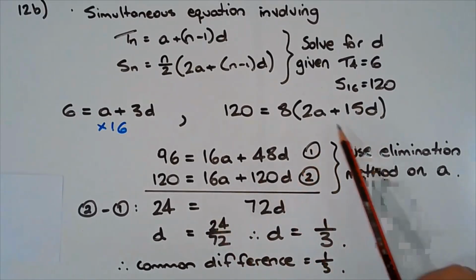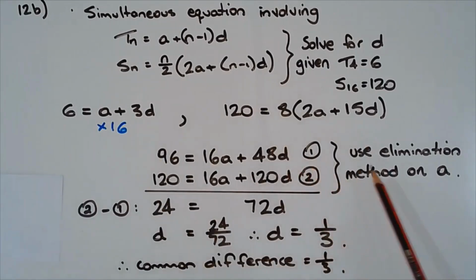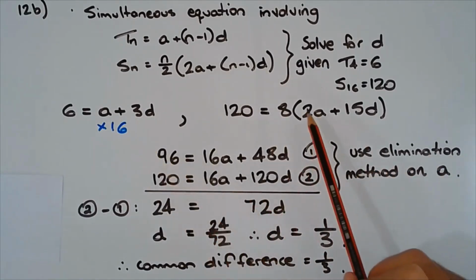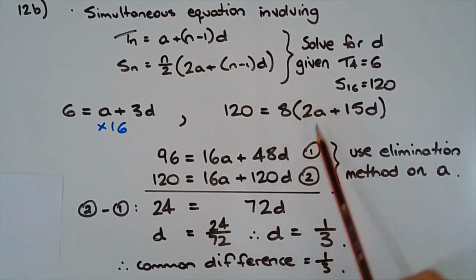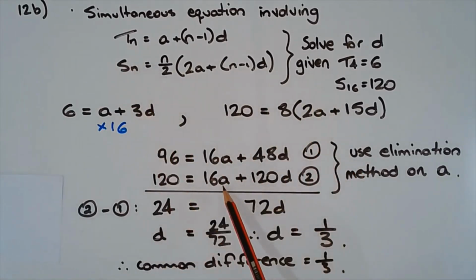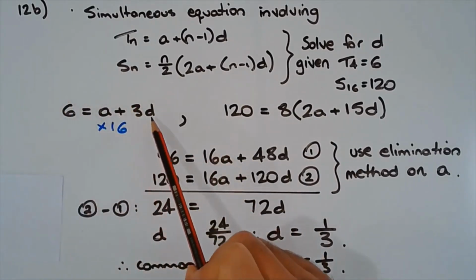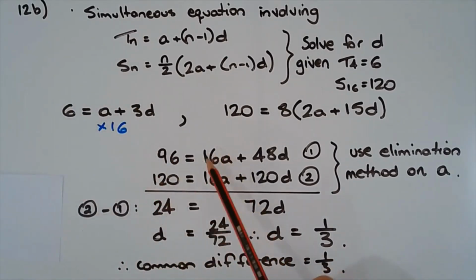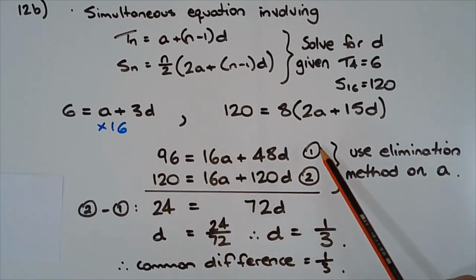Now I'm going to solve this pair of simultaneous equations using the elimination method on a. We have 8 times 2a, which is 16a, in the Sn equation. And I want to eliminate the a, so I need a 16a to appear in the Tn equation. So I'm going to multiply this equation here by 16, so I have a term involving 16a. That way I can just subtract one from the other and the 16a's will disappear. And we end up with these two equations. So I'll call these equations 1 and 2.